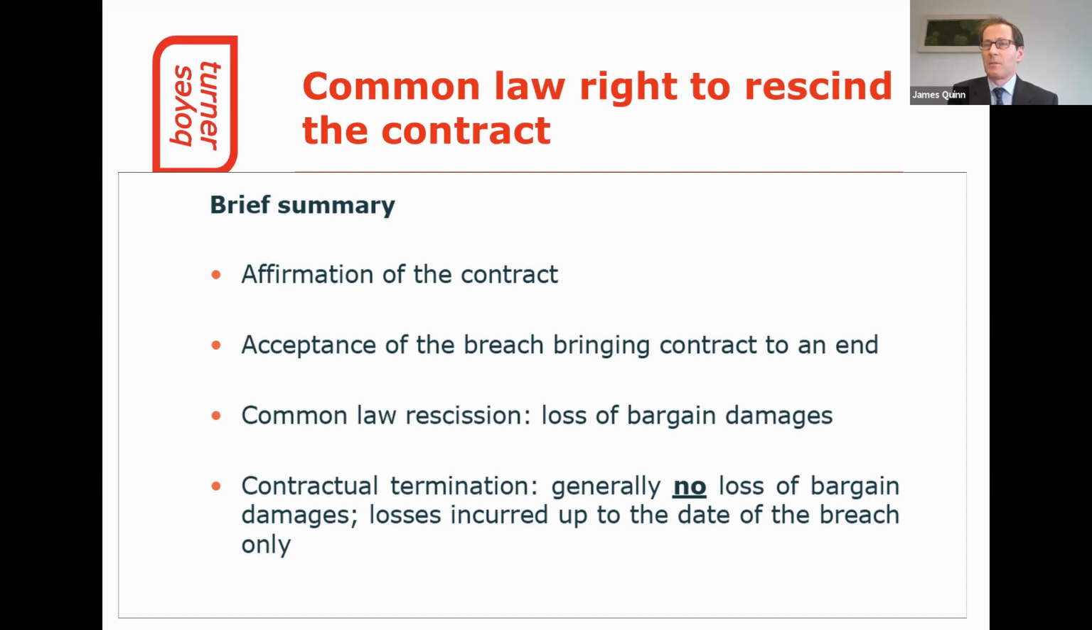A key distinction between terminating pursuant to a contractual termination provision and rescinding at common law is the damages which may be awarded to the innocent party. When terminating pursuant to a contractual termination provision, the innocent party can claim damages for any losses suffered up to the date of termination. However, importantly, when rescinding at common law following a repudiation by the other party, the innocent party may claim damages for losses up to the date of rescission and also for loss of bargain damages relating to the future value of the contract.